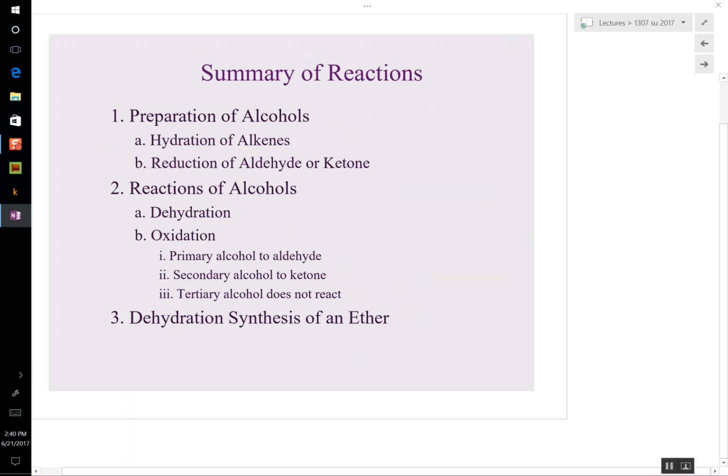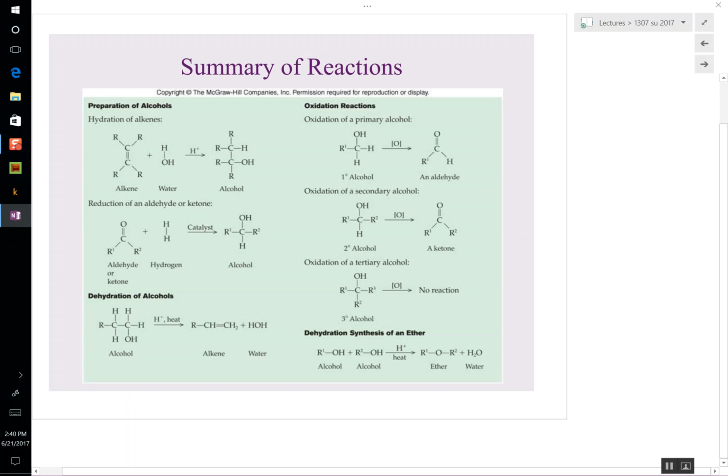There's a listing in words, and then at the end of your book, I'm not sure what edition this is, but your book should have this sort of thing too. There is the hydration of an alkene to form an alcohol, the hydrogenation of a carbonyl, so this can be an aldehyde or a ketone, to form a primary or secondary alcohol. A dehydration of an alcohol to form an alkene and water.